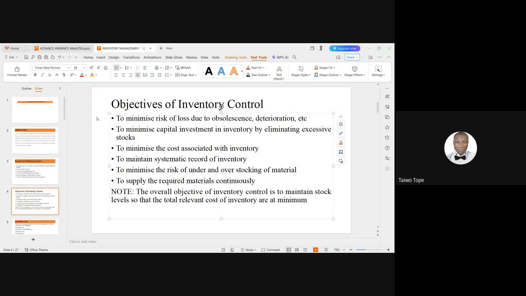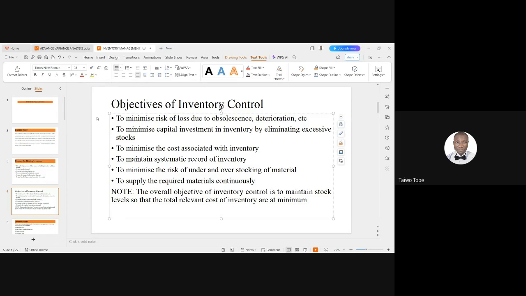Now, the point is, when there is control, you know what to get per time. But when there is no control, every quantity will look like the best. But when there is control, you know the right quantity per time and per season. But where there are no control measures, there is no check and balance, everything you do will be all right.